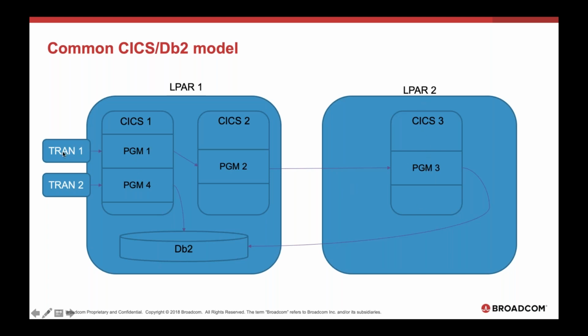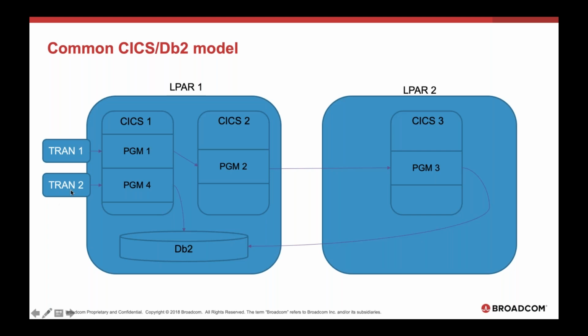There's a transaction here that invokes this program 1, which invokes program 2 in CICS region 2, which invokes program 3 in CICS region 3, and then ultimately that goes in and makes a DB2 call. Maybe it's a lookup, maybe it's a write, whatever it might be. So that's a pretty standard setup there.